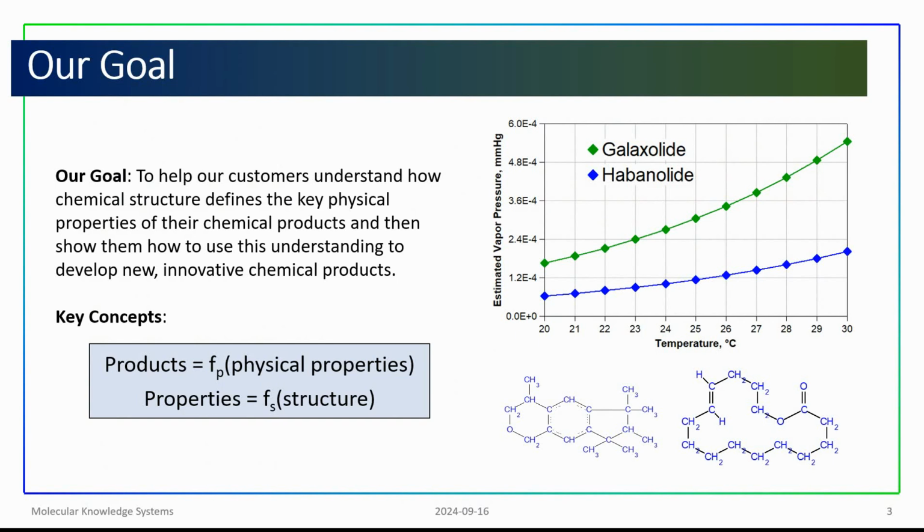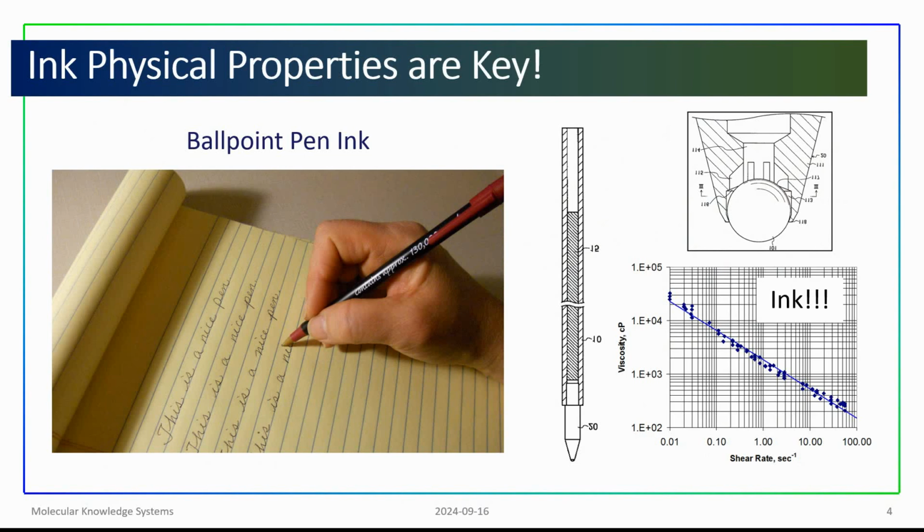This goal embodies the key concepts that first, we believe all chemical products are a function of their physical properties, and second, that physical properties are a function of structure, either chemical structure or mixture formulation. To demonstrate how we think of chemical products and how we think of chemical product design, I would like to go through the design of a very common and very important chemical product, ballpoint pen ink.